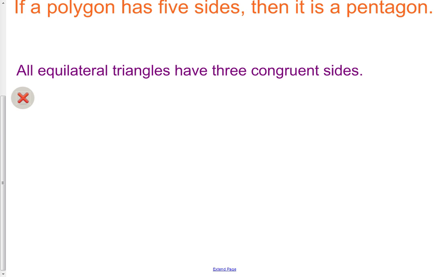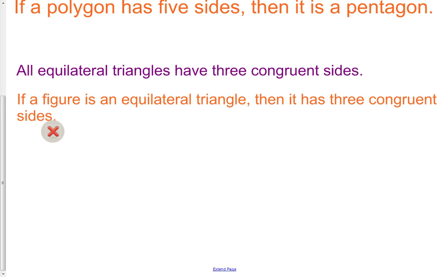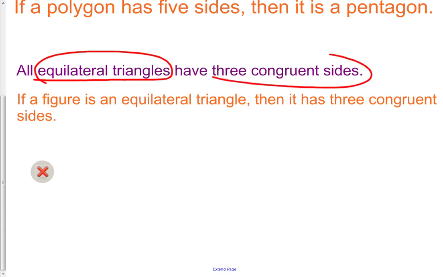All equilateral triangles have 3 congruent sides, so it's going to start with the word if. If a figure is an equilateral triangle, this is the hypothesis part, then it will have 3 congruent sides. This is the conclusion part. So here's the P and the Q. Hopefully those things made sense to you. We're going to do more work with that tomorrow. If you have any questions, by all means, please ask me at that time.